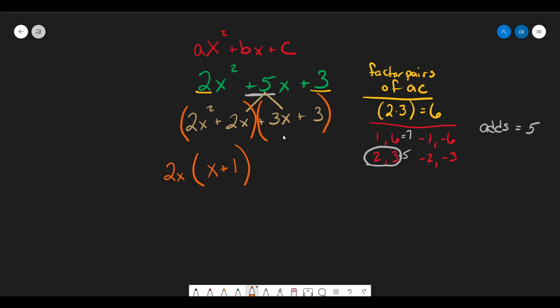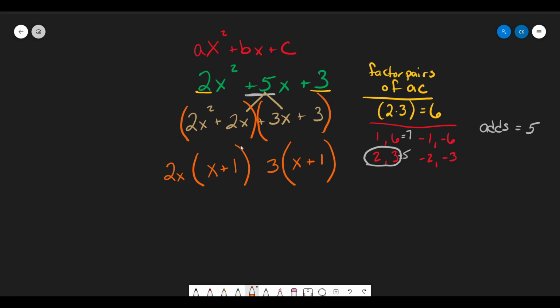Then I do the same thing with the second parenthesis. What is the GCF of 3x and 3? The GCF of 3x and 3 is 3. Take the 3x, divide it by 3. What's left? That's x. Take 3 divided by 3. What's left? That's 1.